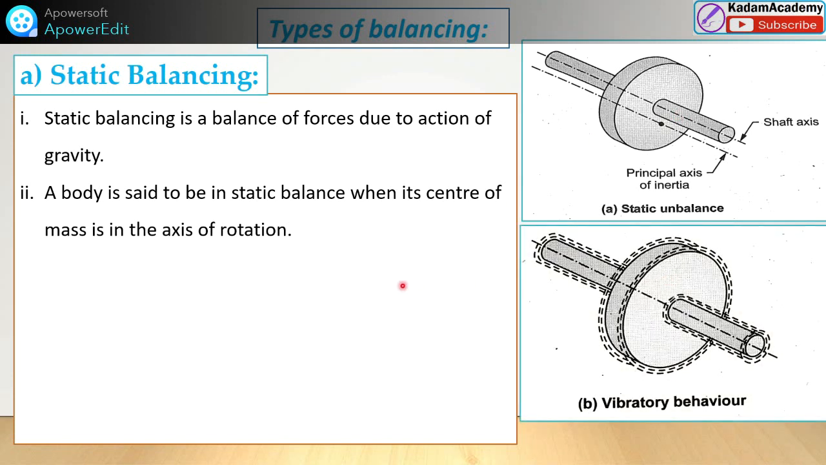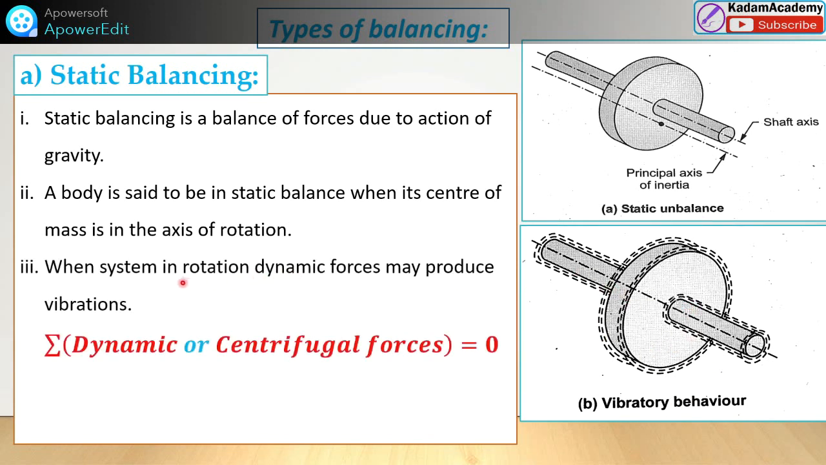So what will happen if the center of mass is not on the axis of rotation? Its axis must match with the shaft axis. If it does not match, what will happen? This vibratory behavior will start. In a rotating system, dynamic forces may produce vibrations like this. So what is the actual conclusion in this static balancing? The summation of all the dynamic forces must be equal to 0.